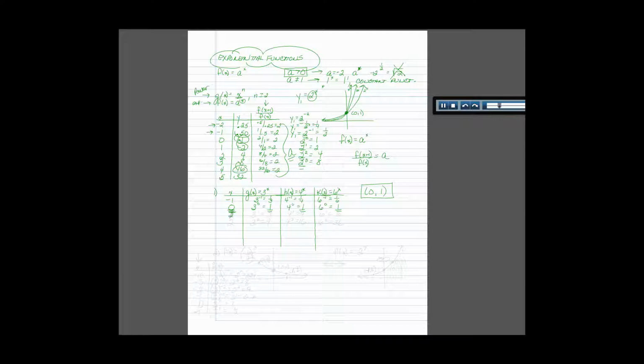Let's do 2. Then we would have 3. Oops, I missed 1, didn't I? Sorry. Let's do 1, x being 1. 3 to the first is 3. 4 to the first is 4. 6 to the first is 6. Okay, if x is 2, we would have 3 squared is 9. 4 squared is 16. 6 squared is 36, and so on. You could complete the chart if you want.